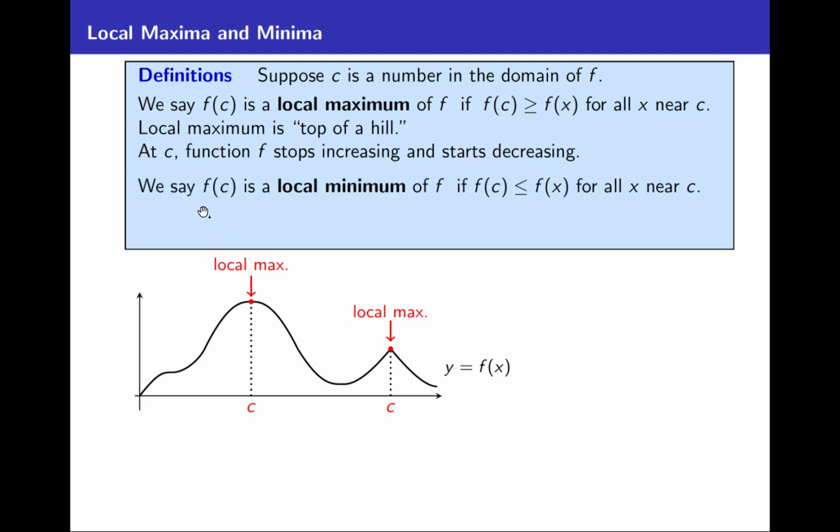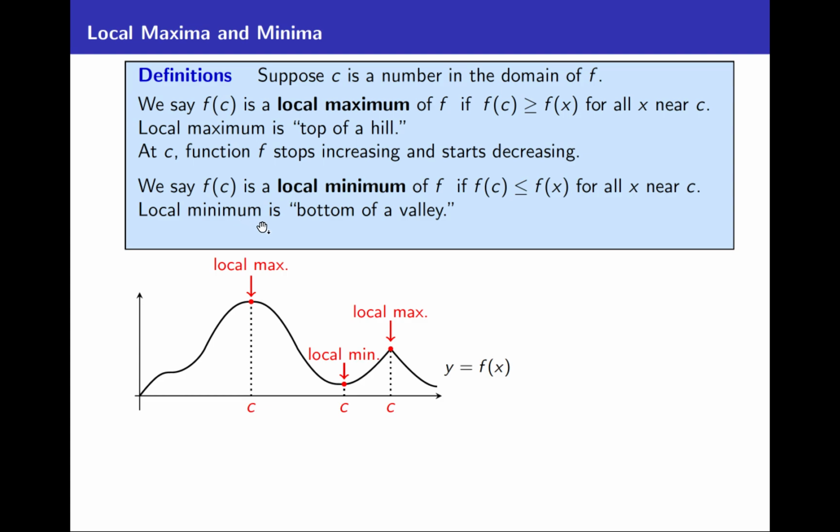There's a companion definition. We say a y value f of c is a local minimum of f if f of c is less than or equal to f of x for all x near c. Just the reverse of what we had up here. So for instance, in this picture, this y value, f of c, would be a local minimum because if you look at f of c, it's less than or equal to any nearby f of x.